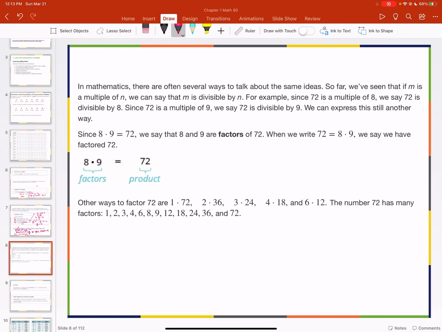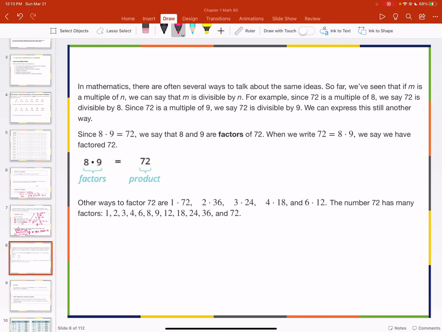So when you have something that is divisible by another number, the number that you're dividing by is also known as a factor. So let's say, for instance, 72 is a multiple of 8. 72 is divisible by 8, meaning you can divide it by 8 evenly. And 72 is a multiple of 9 also, so it's divisible by 9. And we can rewrite 72 as the product of 8 and 9. Okay, so these are factors.